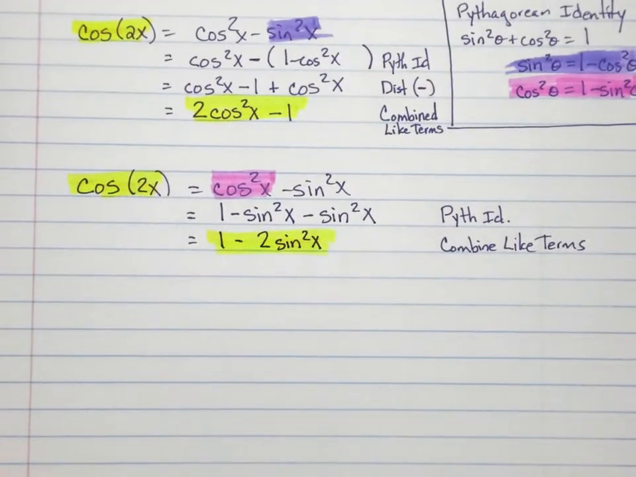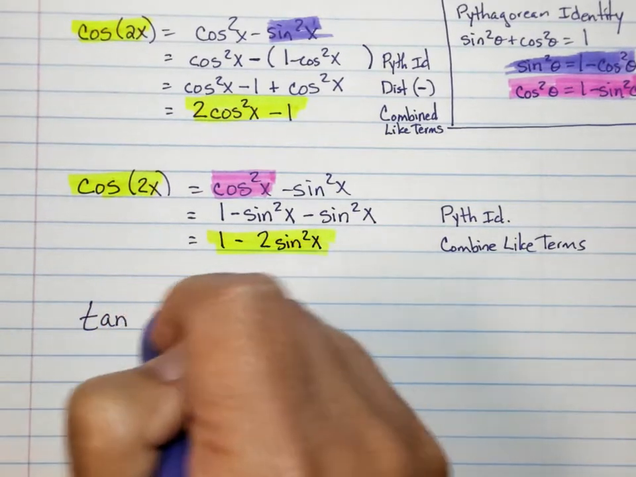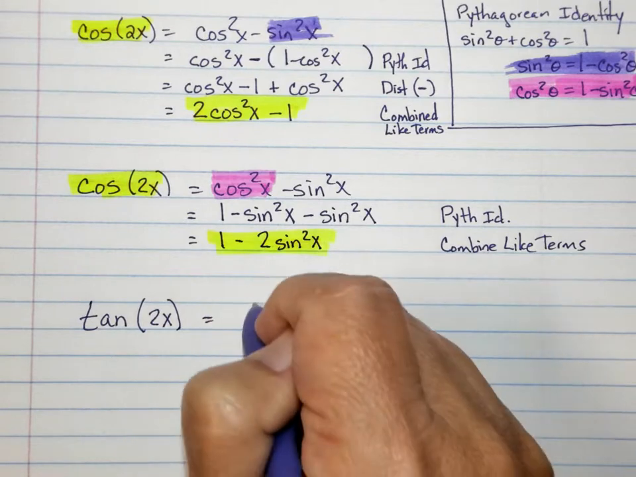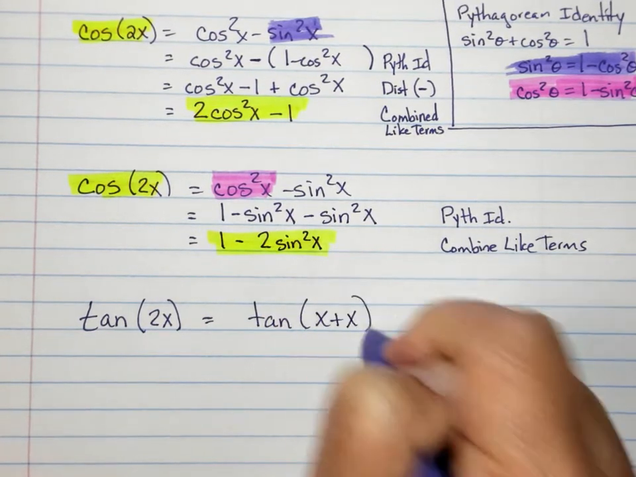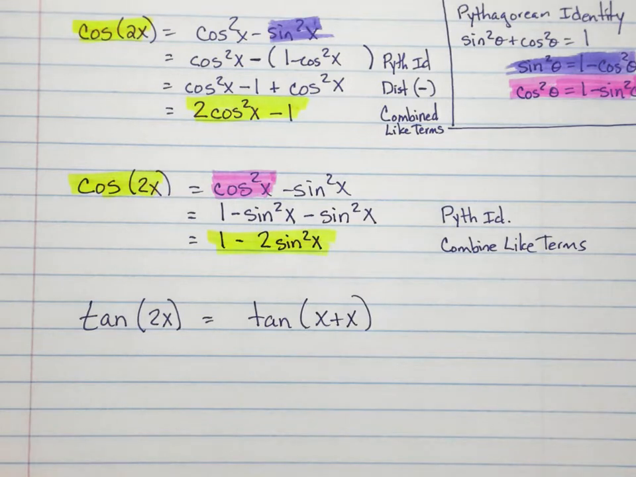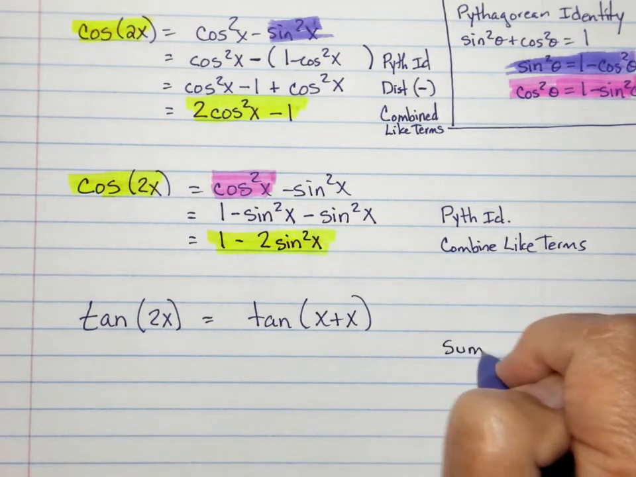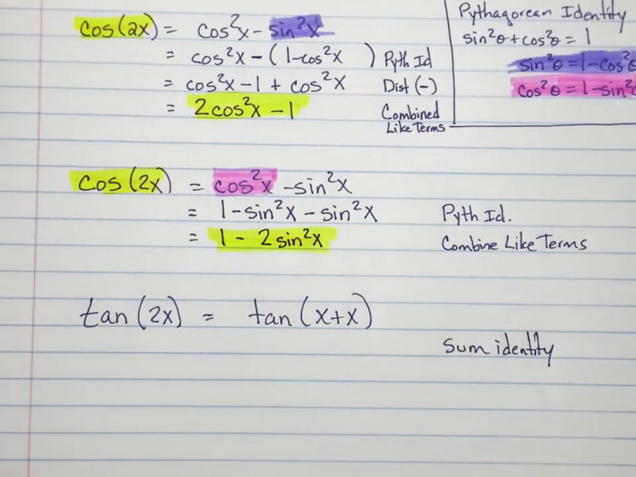Alright, and then finally we're going to do our tangent double angle. So if I have the tangent of 2x, right, that's the tangent of x plus x. So I'm going to look on my sum identity for what happens when I add tangent.